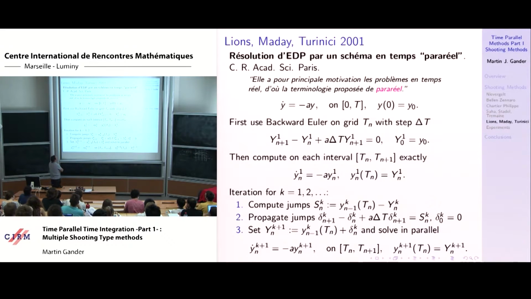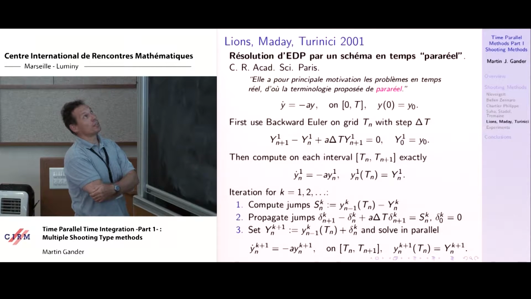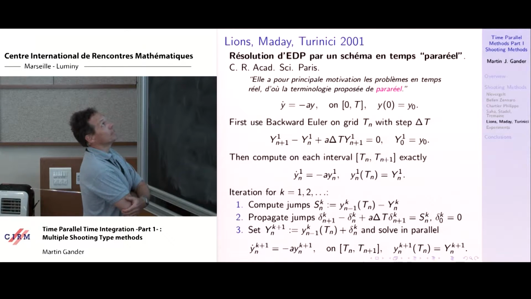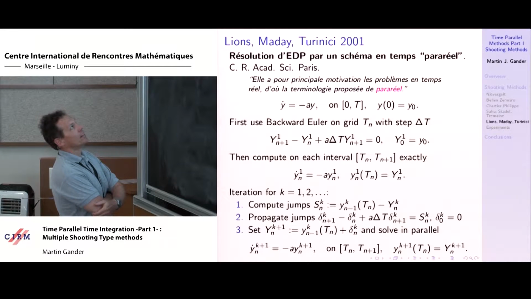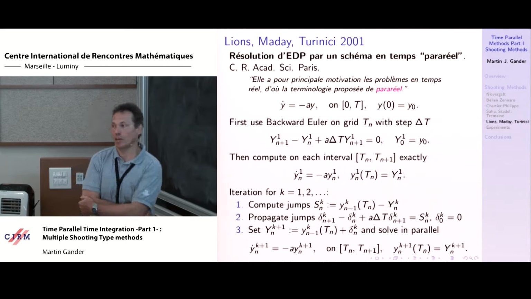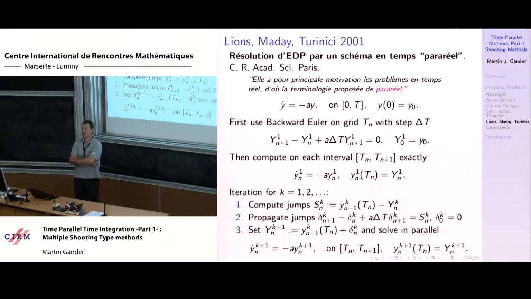So here is the description of the method. They describe it for a scalar problem. And they say the name of the method, elle a pour principale motivation les problèmes en temps réel, d'où la terminologie proposée de para-réel, parallel method for real-time problems, para-réel. So 15 years ago, if you searched para-réel on Google, it would have told you, did you mean parallel? Now, if you search para-réel, it's going to give you hundreds, thousands of references.